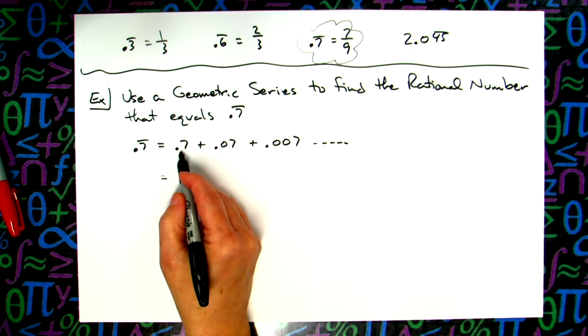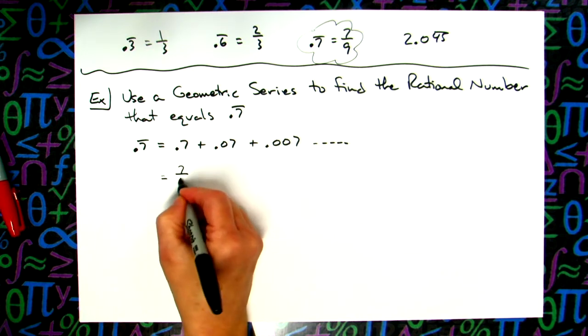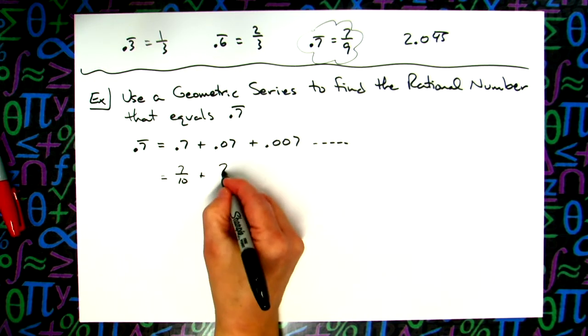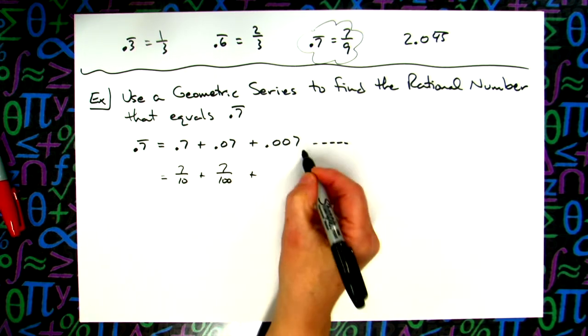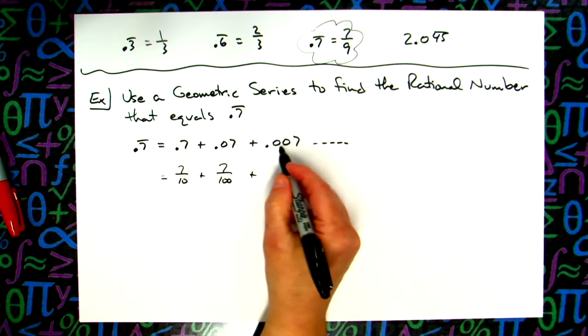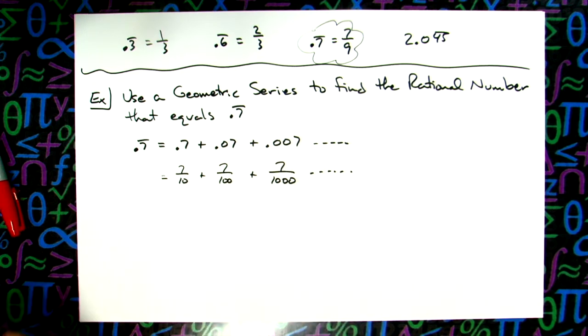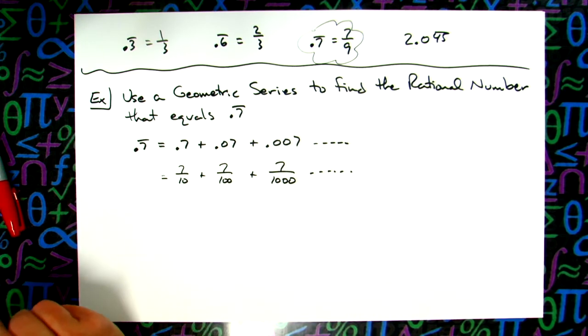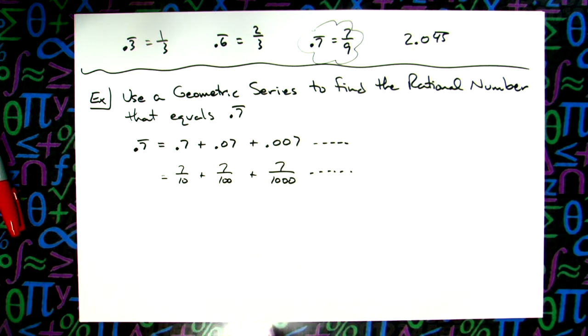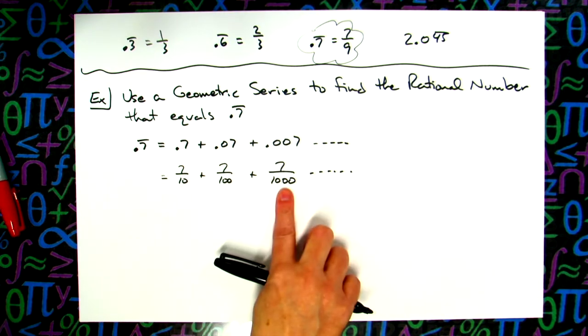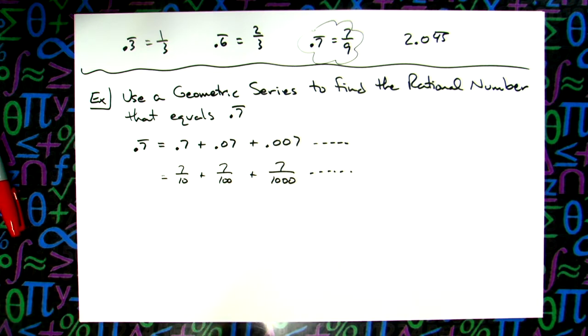That's 7 over 10, because it's in the 10th spot. This is 7 over 100, because it's in the 100th spot. This was 7 over 1,000. Again, I don't need to keep going. Now it depends. Some of you may need to go one more step. Others of you will not. What's the common ratio? What this times what gets me here? This times what gets me here? Common ratio is 1/10.